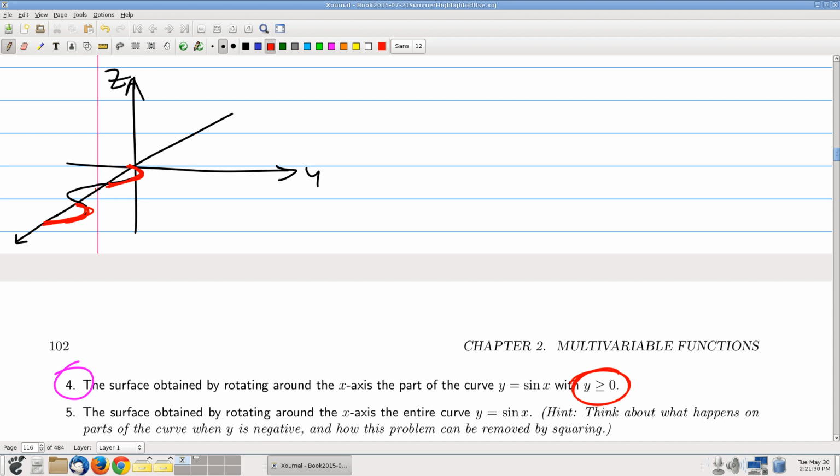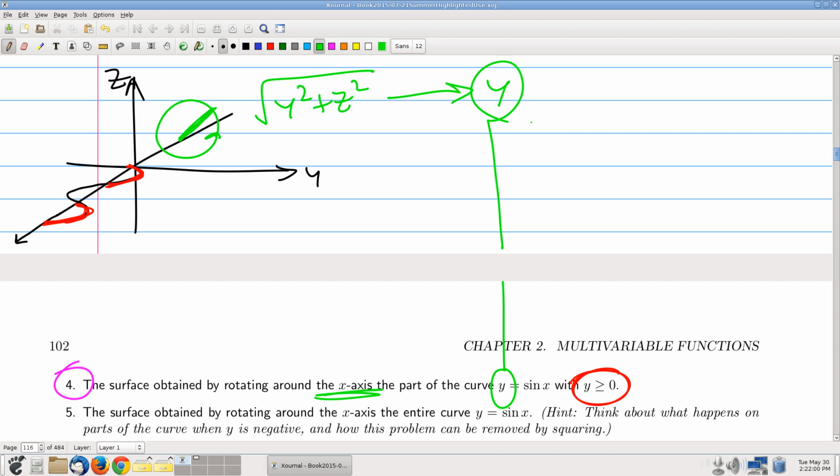Okay, so let's just take a wild stab at this. When you're rotating around the x-axis, it's square root of y squared plus z squared, which in the half plane is going to turn into y. So I'm going to take this y here, and the way to get that to happen is to start with a surface that had square root of y squared plus z squared.